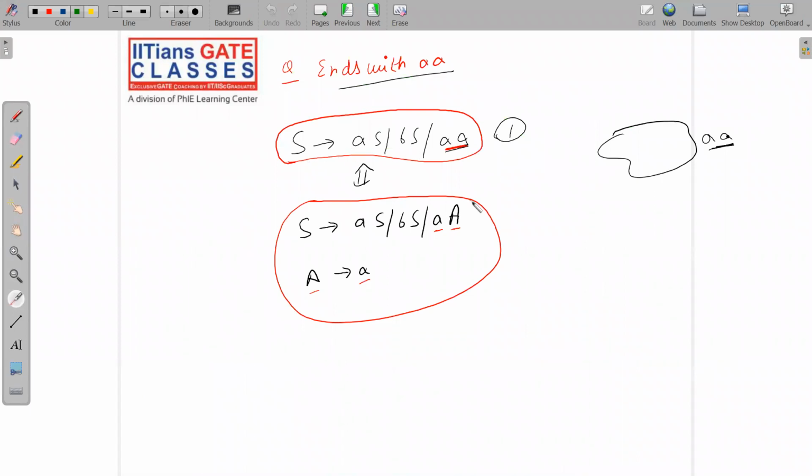Ends with double A. I have already shown one grammar for it. Can you show me some other method for ends with double A? Yes, I can obviously have lots and lots of grammars. I can write S implies AS, BS, double BS, double AS, or double A. Obviously AS two times can produce double AS, BS two times can generate double BS, and double A is present. No problem at all.